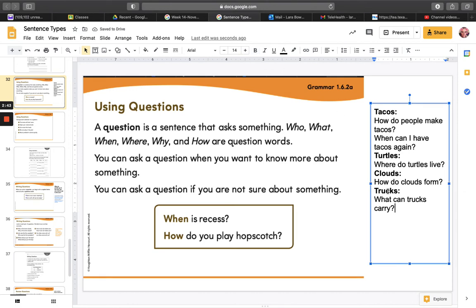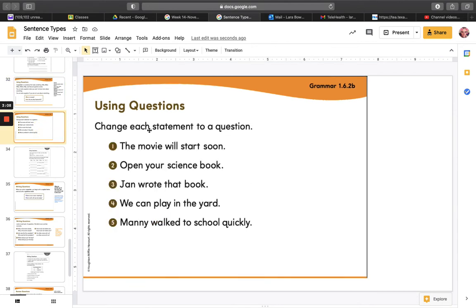So you can see that we can have lots of different topics and we can ask lots of different questions about those topics. Notice that each question I had a question word. How, when, where, what, and they all have question marks at the end. When we ask a question or write a question, we put a question mark. All right, so using questions, we're going to change each statement to a question. Remember, a statement is a sentence that tells us something. And these are all statements. We're going to change them to ask a question. We will use a question word to help us do that.